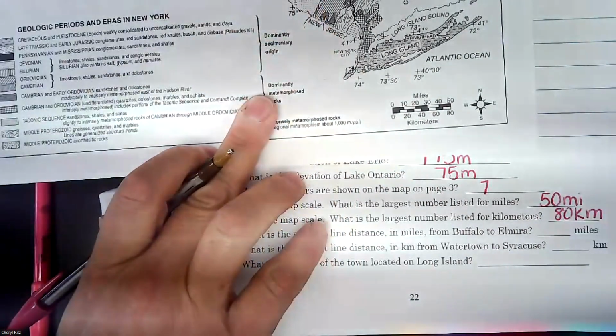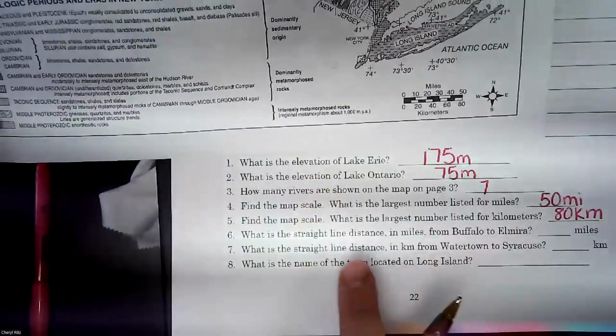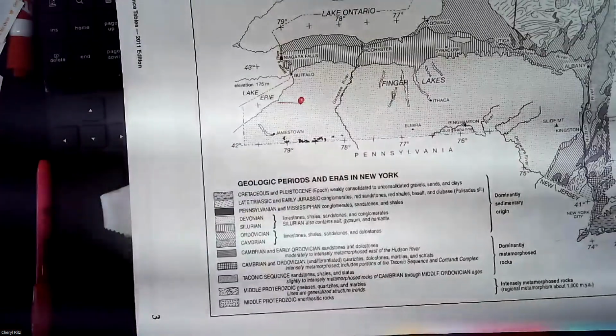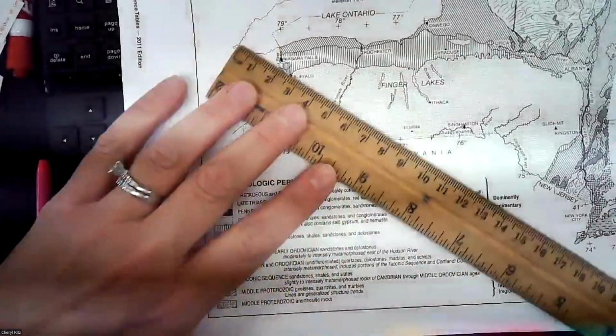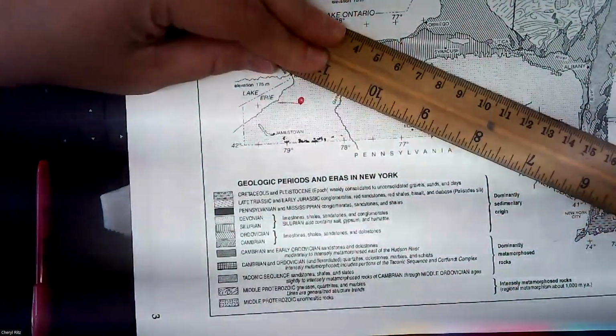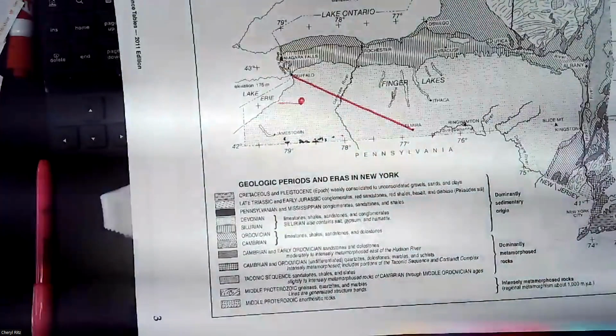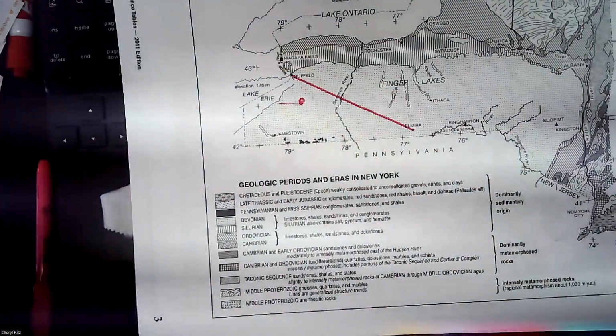Then my question to you is, do you know how to find a straight line distance from Buffalo to Elmira? How will we do this? How will we find out how long of a road trip it would be from Buffalo to Elmira? That line right there. Yep.